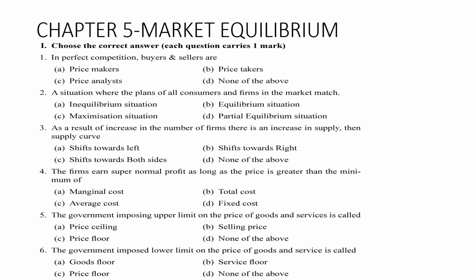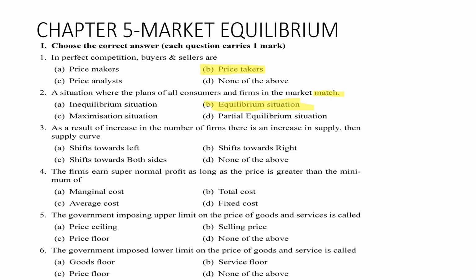Question number 1, in perfect competition, buyers and sellers are. So in perfect competition buyers and sellers are the price takers. We have learnt about the price taking behavior of perfect competition. So price takers. Second one, a situation where the plans of all consumers and firms in the market match. So it is called as equilibrium situation.